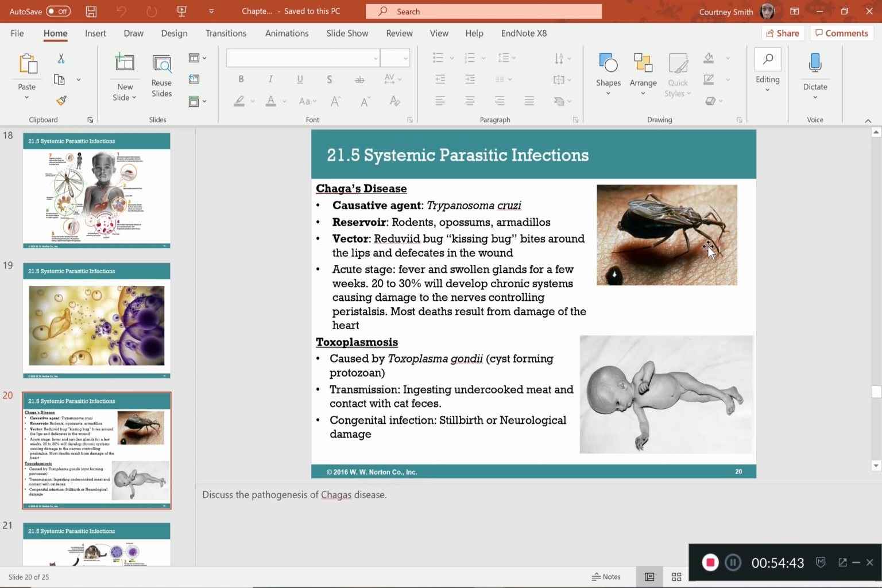And if a woman is pregnant and she does inhale that, the baby can be affected, and that can cause a stillbirth or neurological damage such as encephalitis, as we can see in this figure right here. So it can be very detrimental to the fetus.